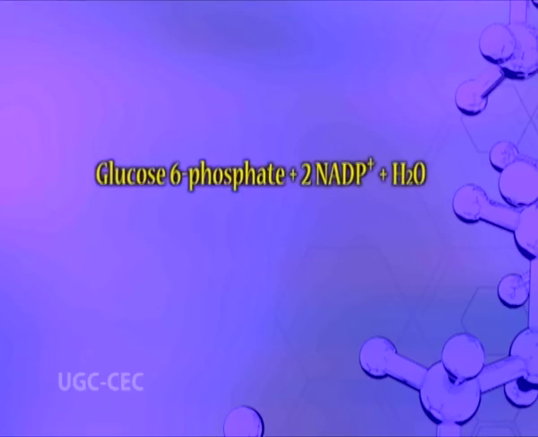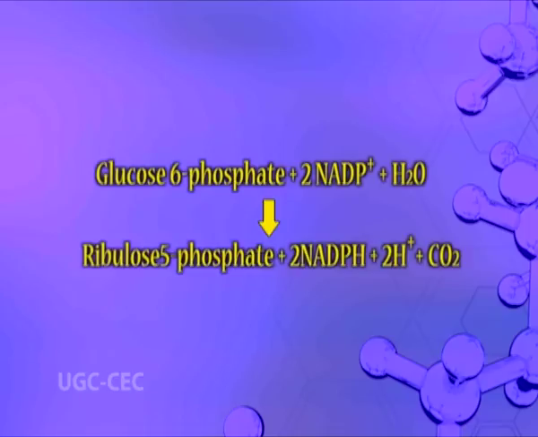The overall reaction for this process is glucose-6-phosphate plus 2 molecules of NADP plus water reacts to give ribulose 5-phosphate plus 2 molecules of NADPH plus 2 molecules of proton ion and carbon dioxide.